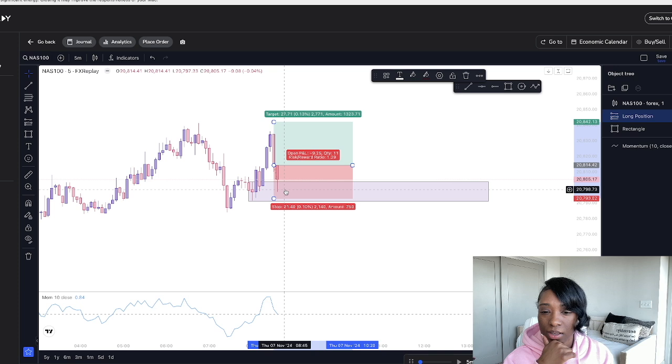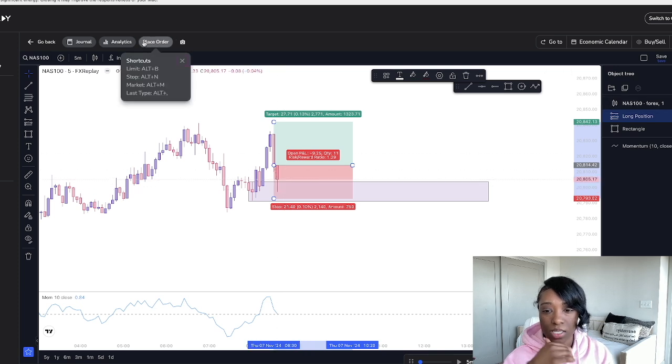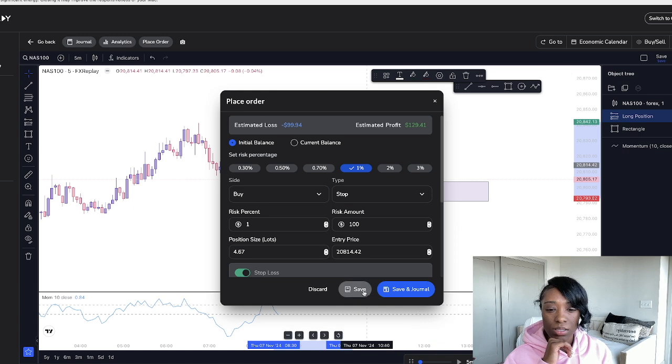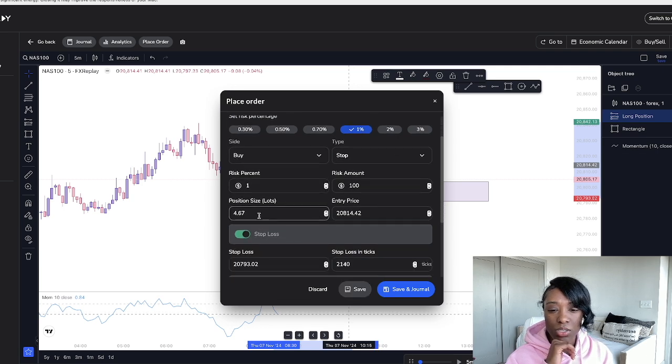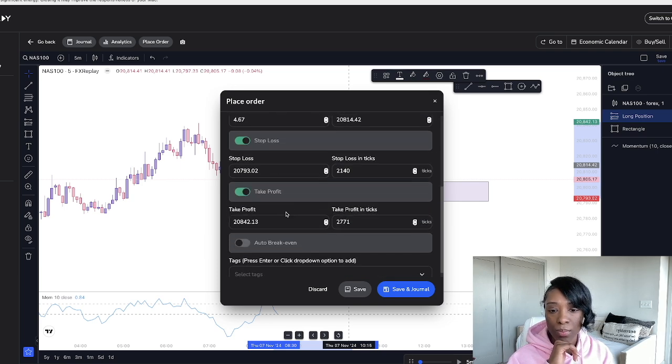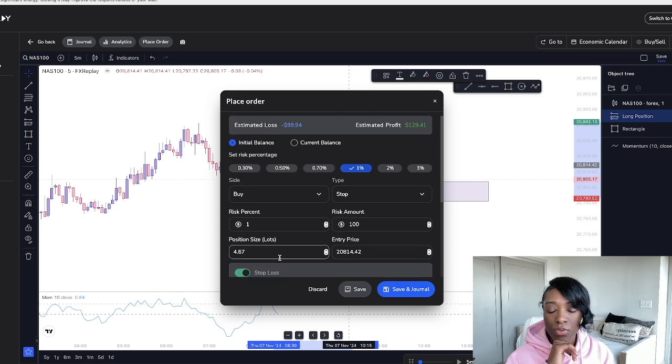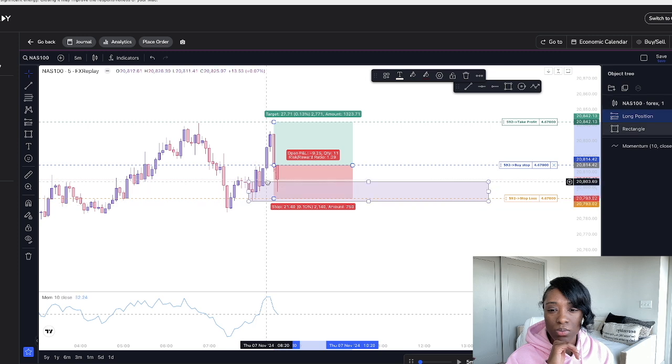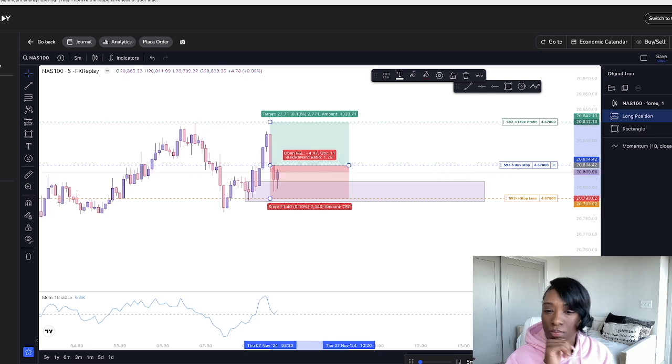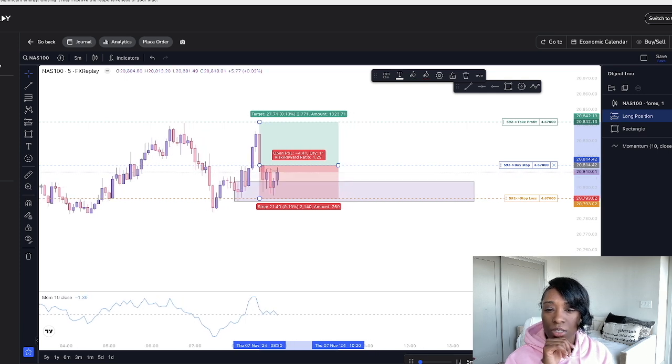We came back, tapped into it. Now I will place a buy stop. Save. So we are doing 1%, so 1-to-1s right now. It looks like the position size that it's going for. So when you just automatically place an order, it'll calculate everything for you. So 4.67. I think I want to make it... No, I'm gonna leave it. Save. So buy stop. We're gonna see how this plays out. Mind you, we're not in the trade yet.